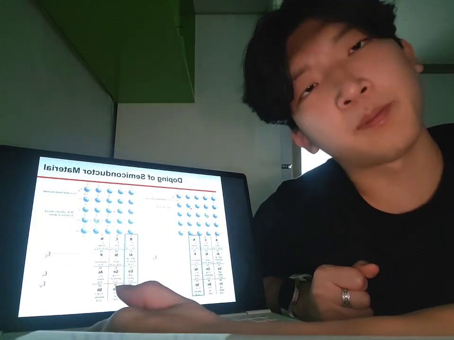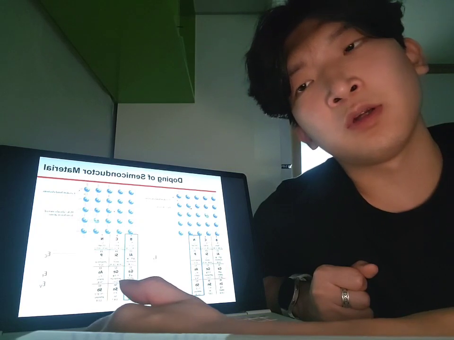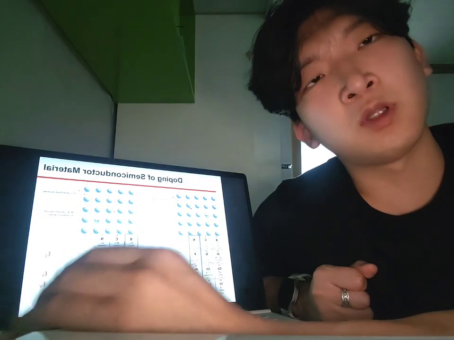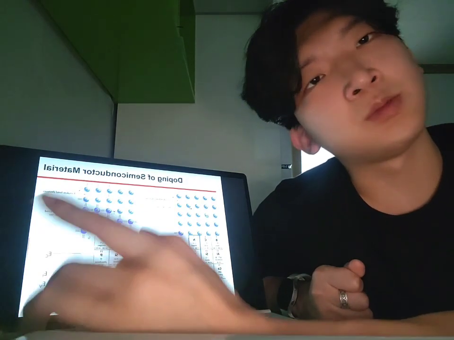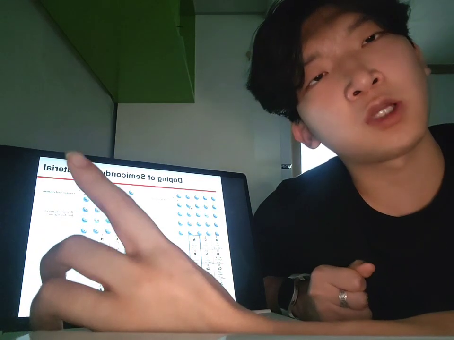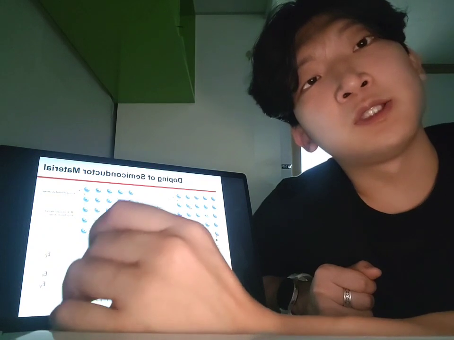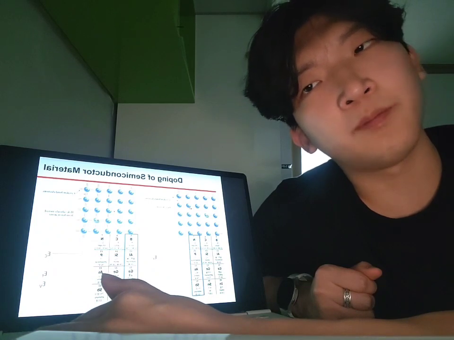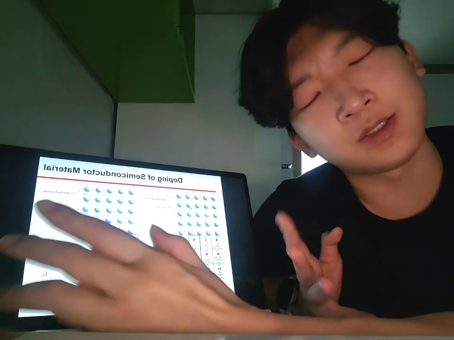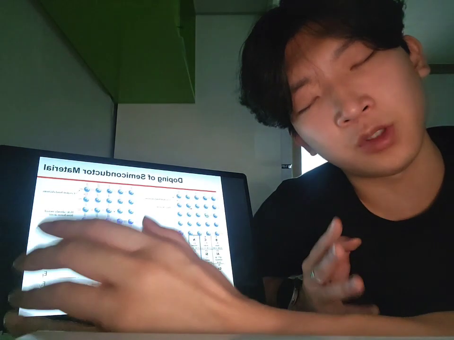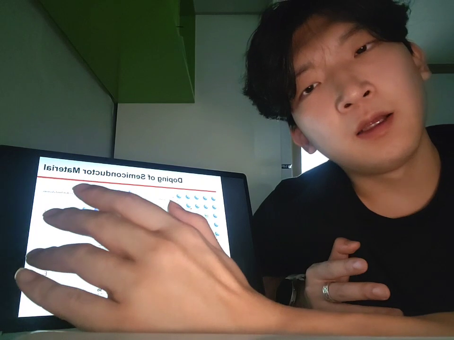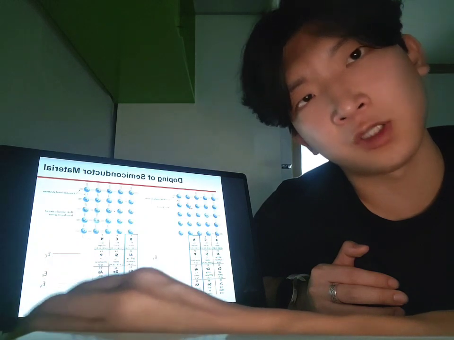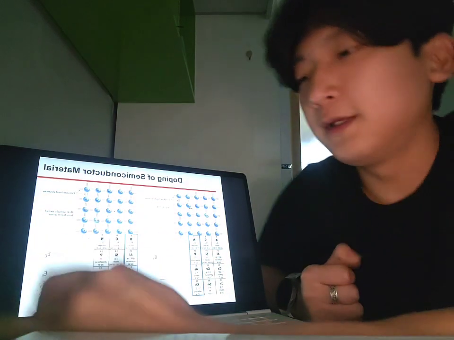Then we have learned about doping. When there is silicon and we dope it with a fifth column atom, there are free electrons in it, and it acts like a negative charge, so we call that n-type silicon. When we dope it with a third column atom, there are some holes, which means we can see that as a positive charge, so we call that p-type silicon.